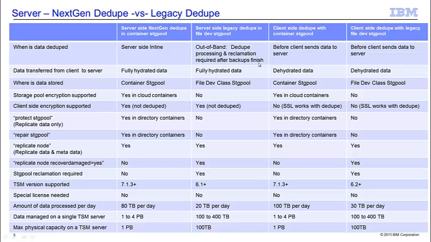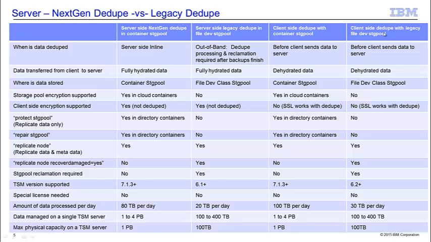And this is in comparison to the legacy dedupe, where the data is being written from the client to the server, and then the deduplication is occurring out of band with the dedupe process and then with reclamation. When the client sends it to the server, the data is fully hydrated, but we are writing out to a file device class storage pool.